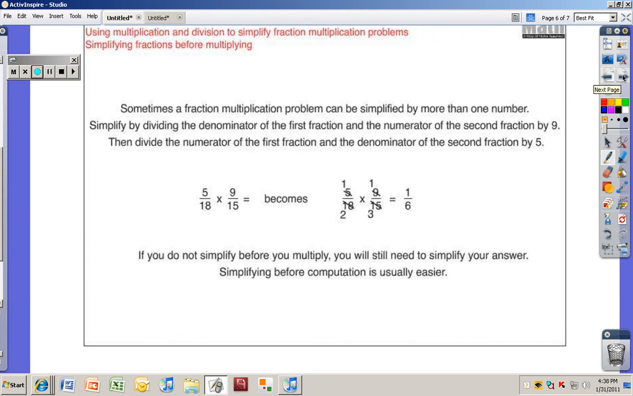Sometimes a fraction multiplication problem can be simplified by more than one number. In other words, you can do it more ways than just once. Let's just take a look at it instead of reading all that. Notice that the 5 and the 15 can be reduced. Notice that the 18 and the 9 can be reduced. And they did that right here, and they multiplied and got 1/6. So sometimes you can do it in two different directions.